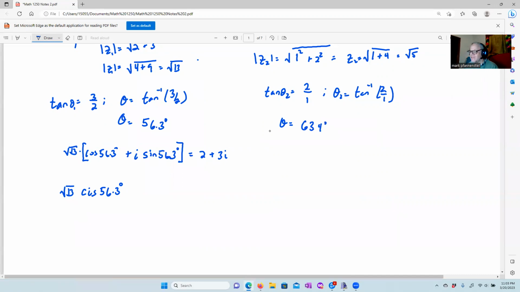So Z2, this is Z1, Z2 is going to be the square root of 5 times cosine of 63.4 degrees plus i sine of 63.4 degrees.